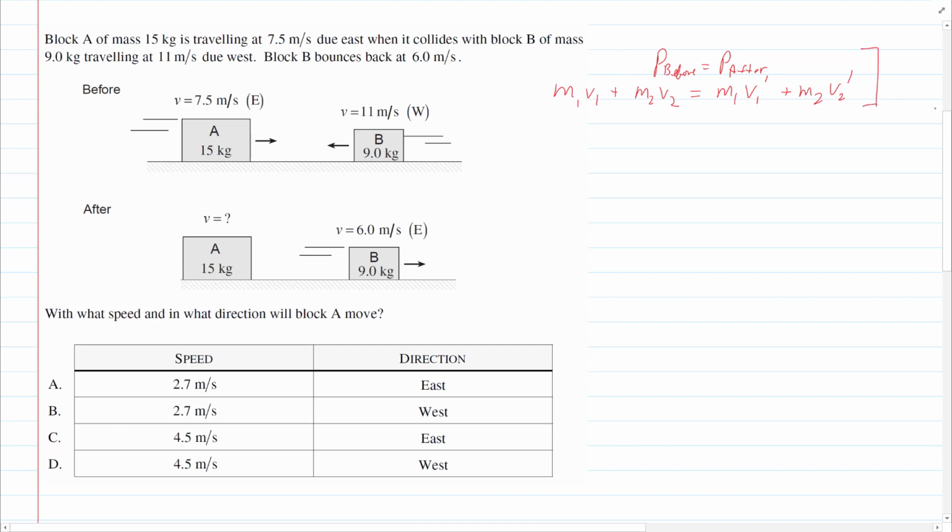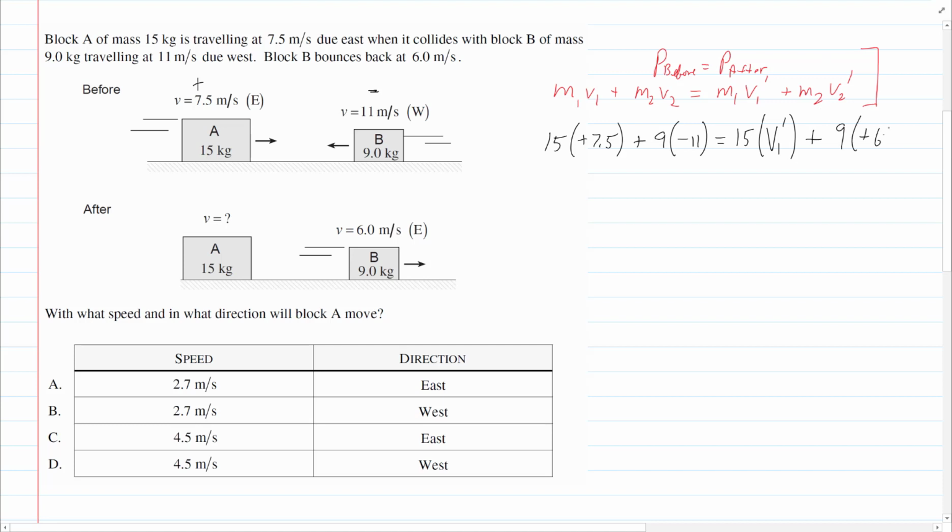So let's start filling in some of the numbers. 15 moving at positive 7.5, emphasizing that this is going to be positive. So this one's going to be negative, plus the mass of 9 and negative 11, is going to equal the mass of 15 times V1 prime, we don't know that one, plus M2, 9, moving at positive 6, because this direction is positive.